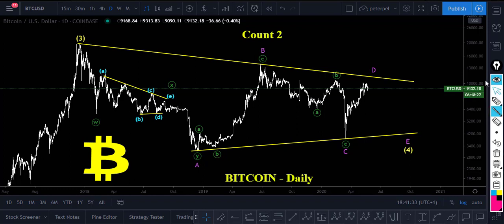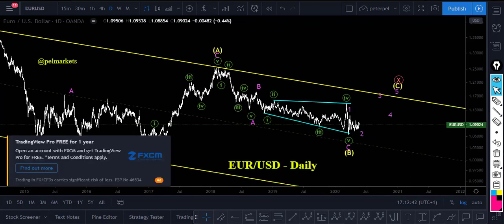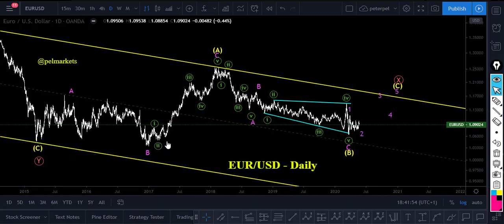Let's move to Euro USD for the next analysis. Euro USD is one of the pairs which has different scenarios. If you watch clearly on our Facebook page and on our channel, I keep on posting different scenarios of Euro USD, and that is how it should be. You see, the market is not static, so the market keeps on changing.